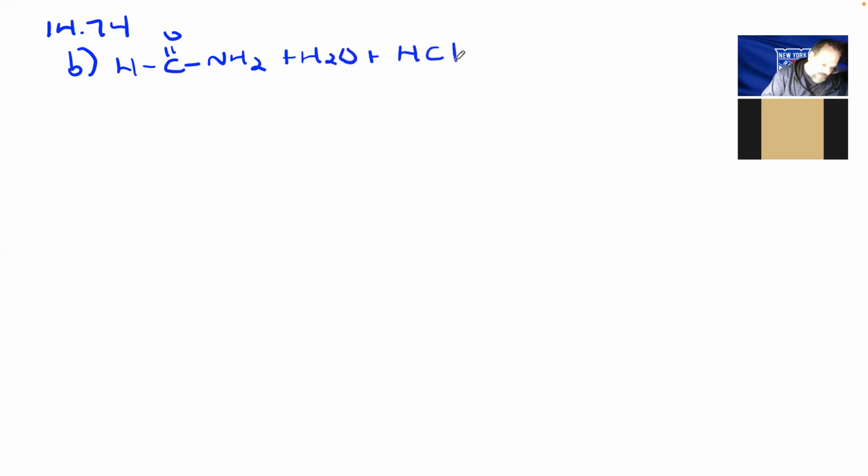One more reaction I see here for us to look at. So let's go to 14.74 B. So here we have an amide plus water plus HCl. And some heat. So what do we got going on here? So amide, water, HCl. What are we talking about here? We're talking about acid hydrolysis of the amide.